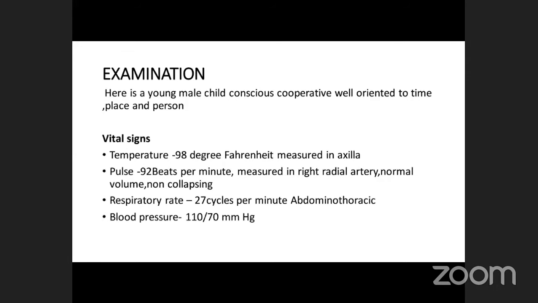So temperature is fine. Next, pulse rate is 92 beats per minute, measured in the right radial artery. It is of normal volume, non-collapsing, and appropriate for the age. Respiratory rate is 27 cycles per minute. It is abdominothoracic and appropriate for age. Blood pressure is 110/70 mmHg, which is appropriate for age. Appropriate for age in blood pressure in children means what?